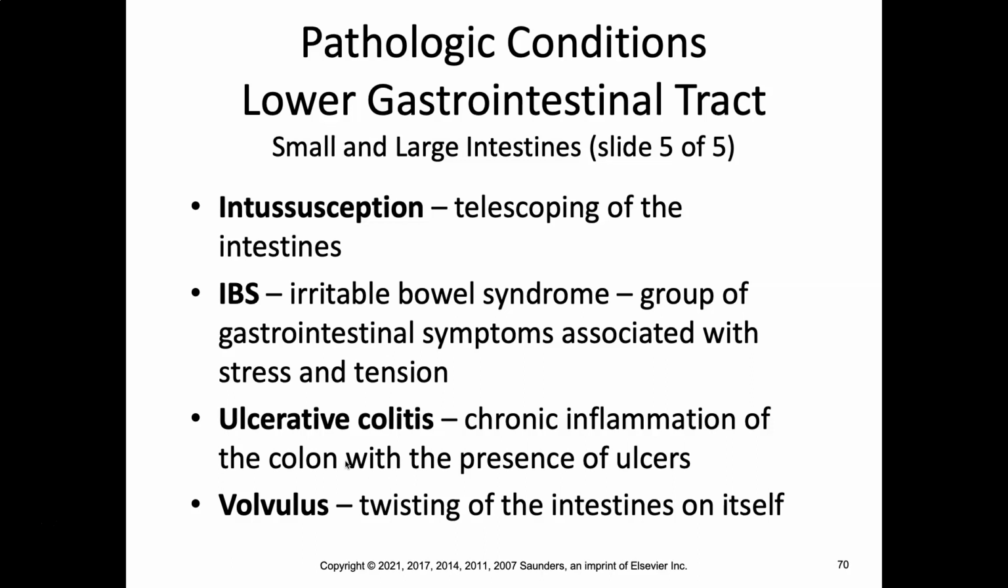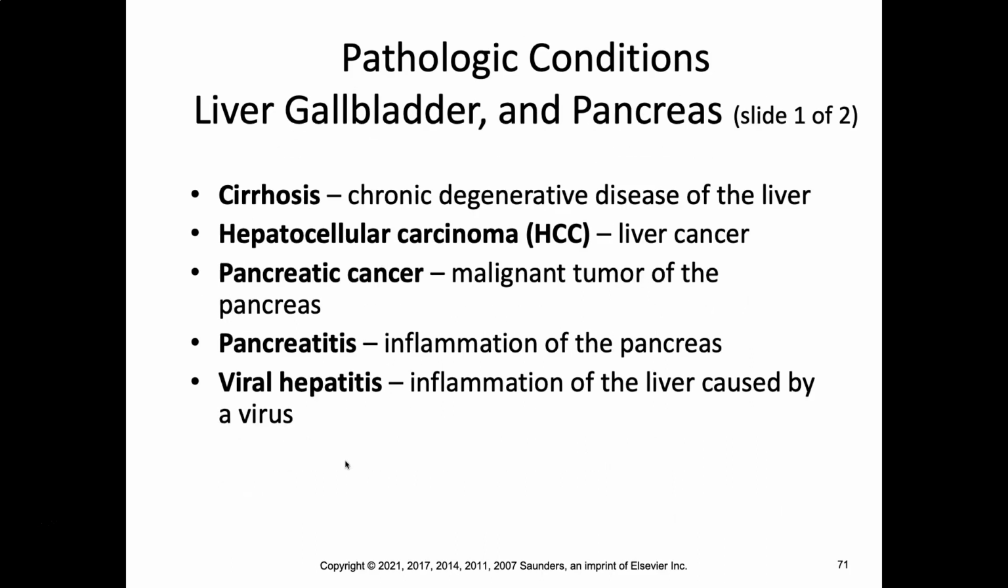Volvulus, this is a twisting of the intestines on itself, and again, this can be life-threatening, especially in the elderly. Cirrhosis is a chronic degenerative disease of the liver. Cirrhosis is not only from alcohol. So lest there be a stigma about cirrhosis, let's be careful here, because cirrhosis can occur for a number of reasons, including in people who have never had any alcohol. So just be careful as you're doing cirrhosis that you don't have a stigma there.